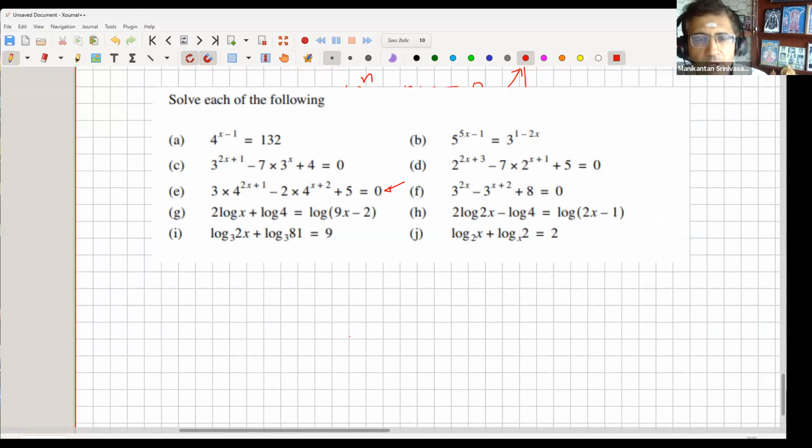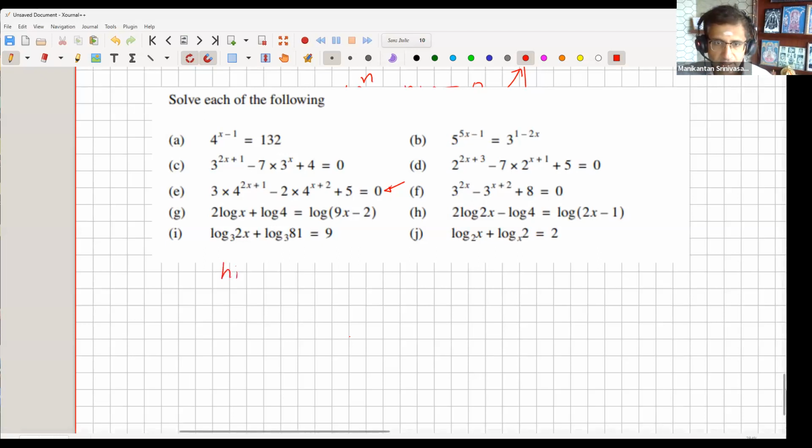If you have not approached problems like this, one hint would be let 4 power x equal to u, or w, y, whatever you want to call it. Because 4 power 2x will become y square, and then it becomes a simple quadratic. Just to write the hint in case you're not aware: let 4 power x be equal to u.